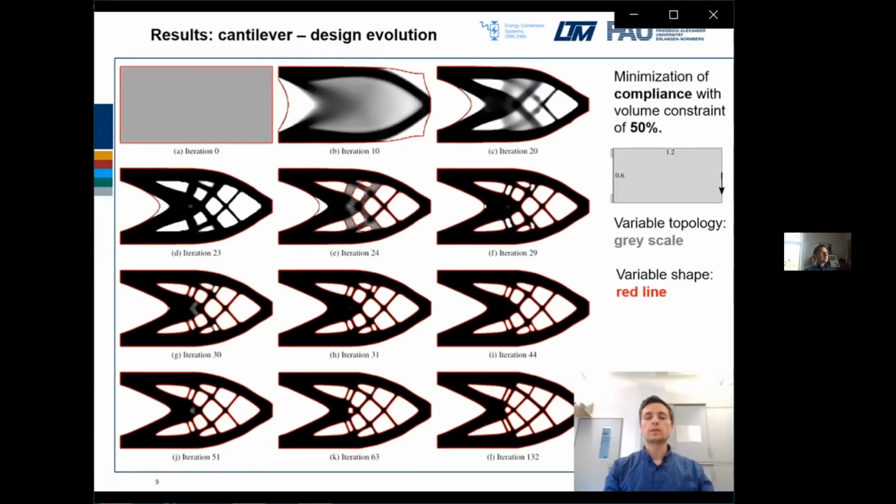Now I'll move to the cantilever problem, which was set up for minimization of the compliance with a volume constraint of 50%. The 12 images show the design evolution of the cantilever. The pseudo-densities are represented by the black to white grayscale, and the variable shape is represented by the red line.